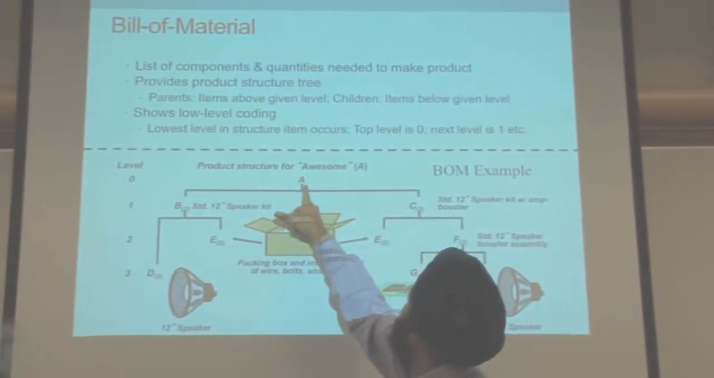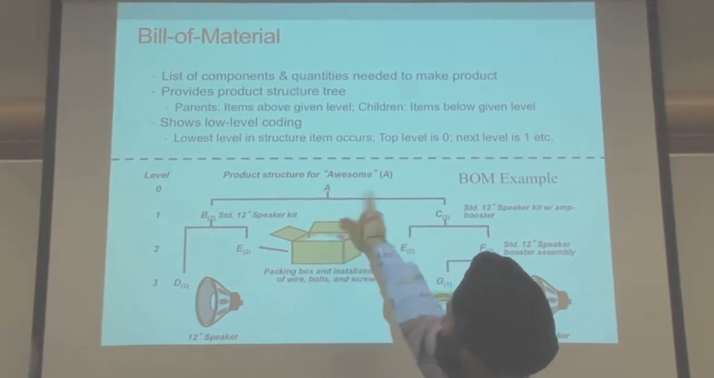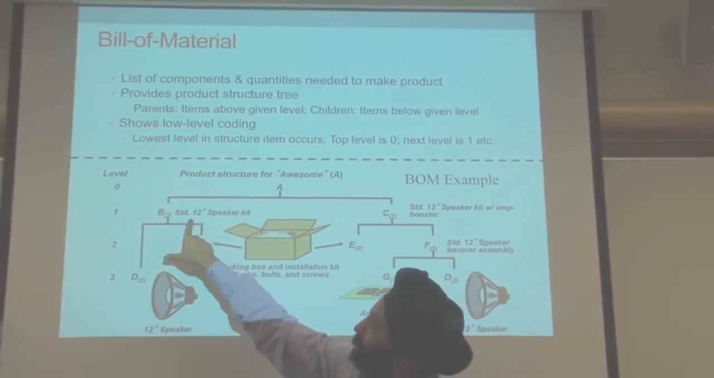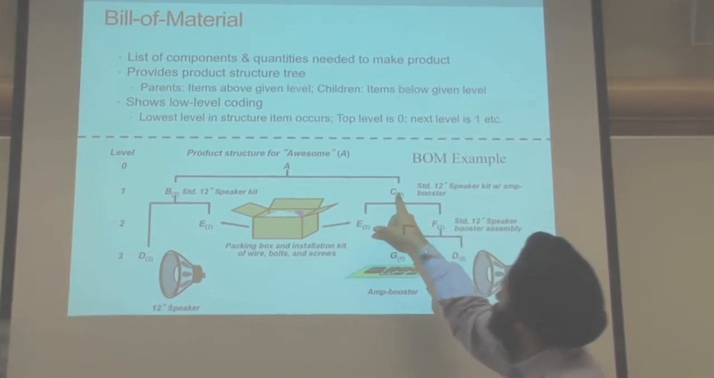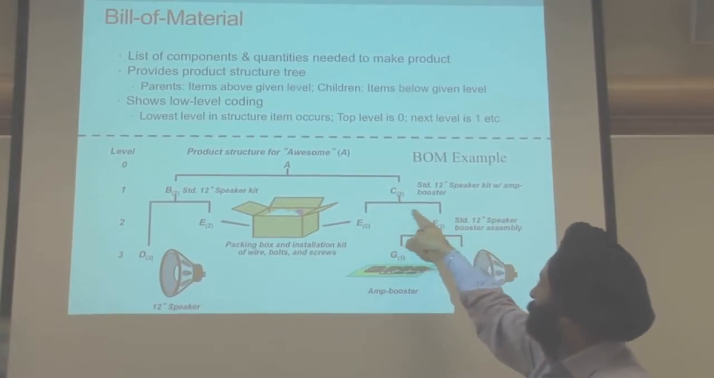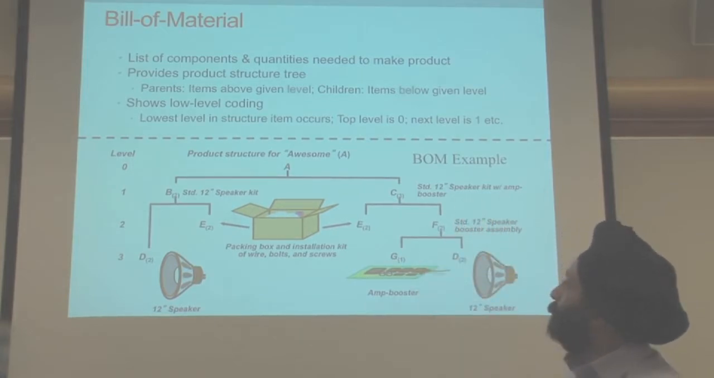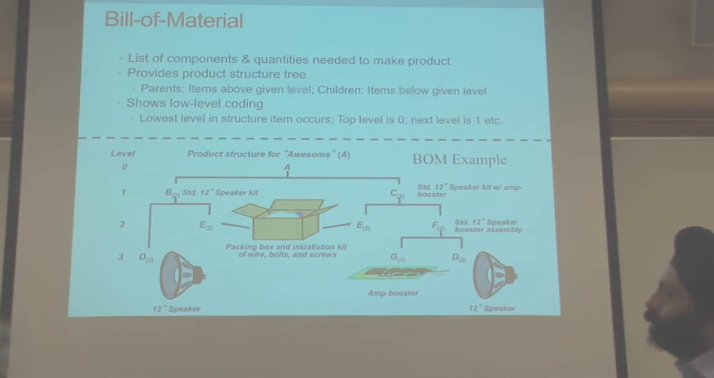So in this case, A is the Awesome brand speaker. And it requires 2 Bs, which are the speaker kits, and 3 of Cs, which are a standard speaker kit with amp booster. So that's how you end up creating 1 speaker unit.